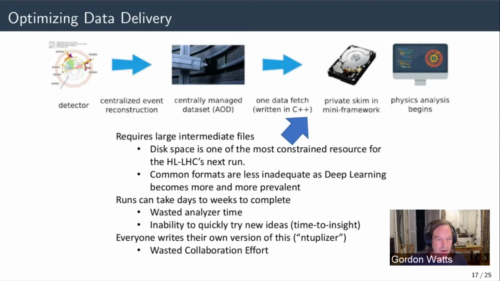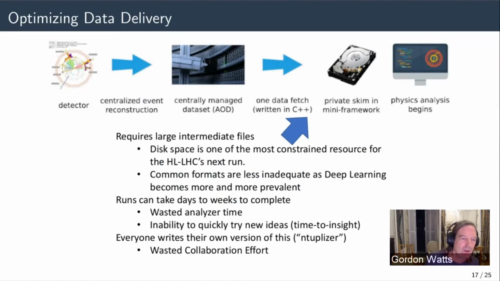As I mentioned, runs over the centrally managed data sets to produce private skims can take days to weeks. This is wasted analyzer time, of course, and it also means if you've got an idea, you effectively just have to chalk that up and put it on the back burner, because rerunning and extracting the data could take a couple of weeks. And finally, this C++ code, this n-tuplizer, this thing that does the private skim, everybody writes one. And about 80% of the variables you extract are exactly the same from one analysis group to another. So this is wasted effort by the collaborations. We could be doing more physics rather than more data.